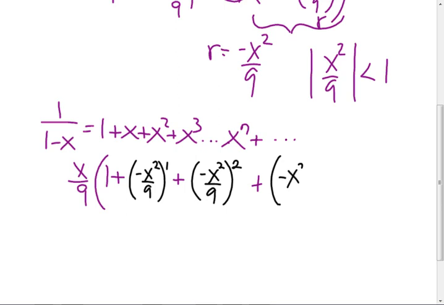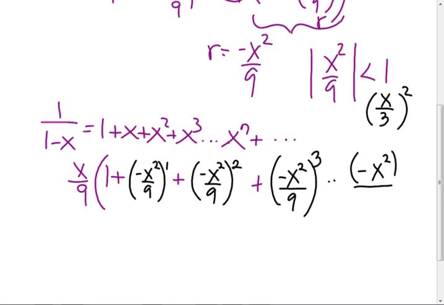Minus, what's going to happen to this? It's going to alternate, isn't it? To the what? Third. Now you could have said this was x over 3 quantity squared. You could have written it that way. It doesn't matter, though. It's the same thing. Etc. And it's negative x squared over 9 to the nth power. That's done.